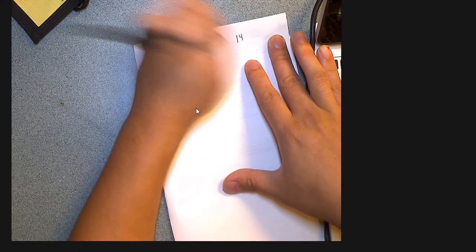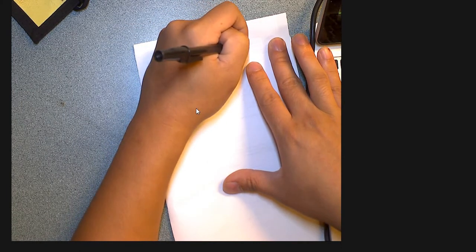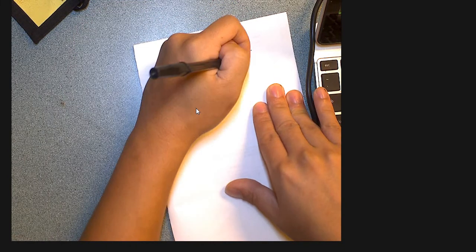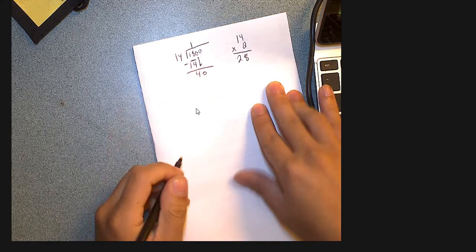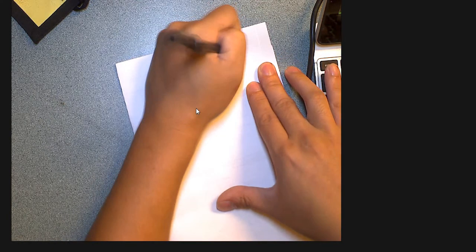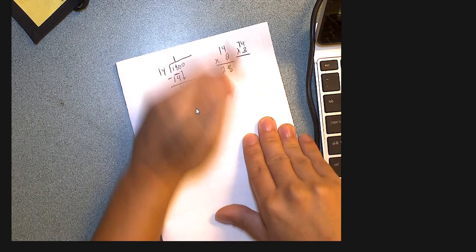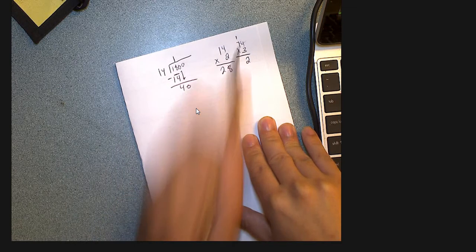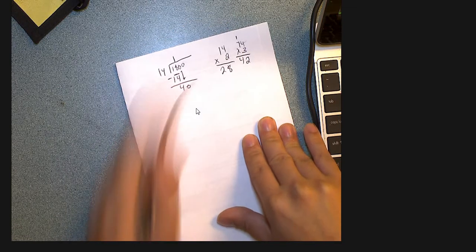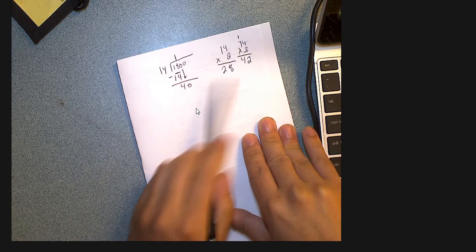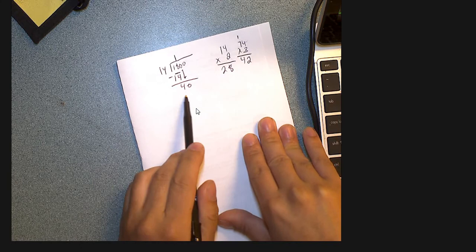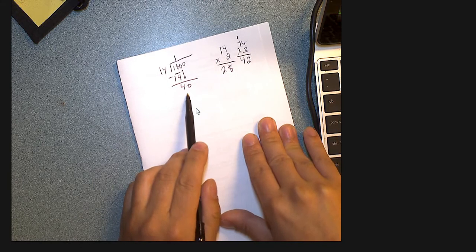I'm going to say 14 times 2. 2 times 4 is 8. This is 28. That seems kind of small. Let's try 14 times a 3. 3 times 4, that gets me 12. I carry the 1. 3 times 1 is 3. But I have a 1 right here, so that's a 4. So which is closer to 40 without going over? The 28 or the 42? The 42 is closer, but I can't subtract it. It'll be too big. So I have to use this 2.